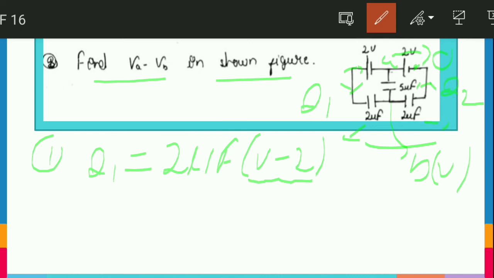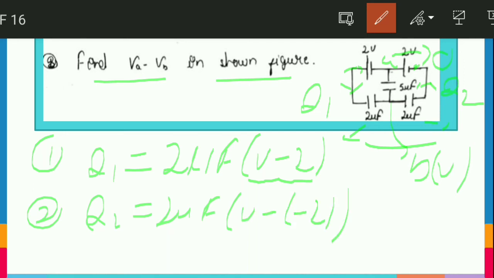Similarly for this capacitor, we can write our second equation: it receives a charge of Q2, and this should be equal to 2 microfarad, and the potential difference around it, can you see, will be V minus (minus 2). You will find how I have written minus 2, because it will get added up.